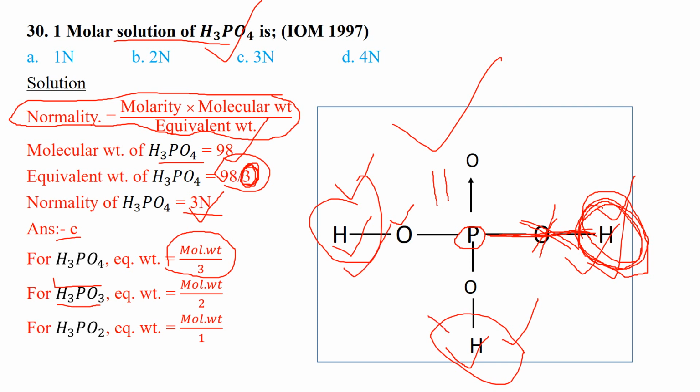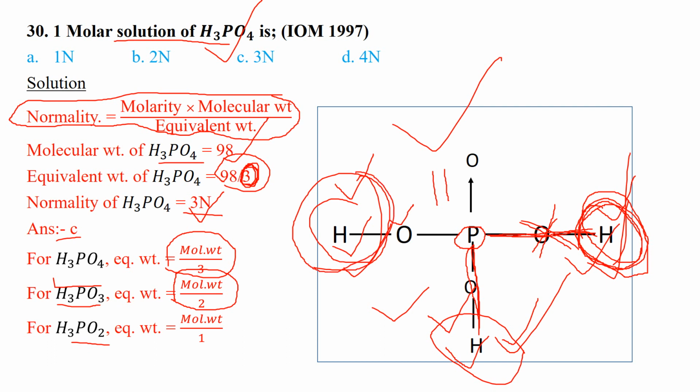So in case of phosphorus acid, equivalent weight is equal to molecular weight by 2 because the basicity will be only 2. In case of hypophosphorus acid, H3PO2, these two hydrogens are directly bonded to the phosphorus, so these two are not replaceable. Only one is replaceable, which combines with the oxygen. So the answer will be molecular weight by 1, because 1 is the basicity since only one hydrogen is replaceable. These points are very important, right?